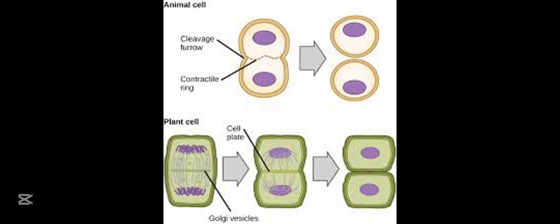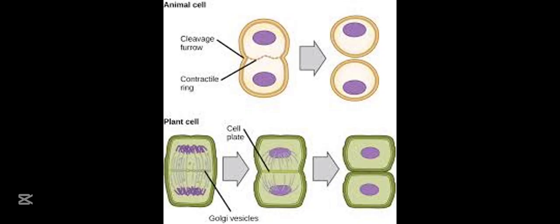Exactly. And these vesicles fuse together, first making a new cell membrane and then building out this structure called a cell plate. And the cell plate keeps growing as more and more vesicles join in until, boom, it reaches the original cell walls on either side, and voila, we've got two new cells. So animals pinch, plants build a wall.